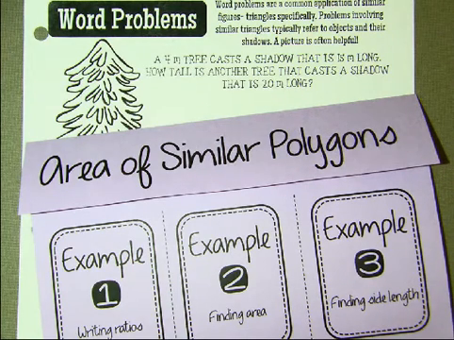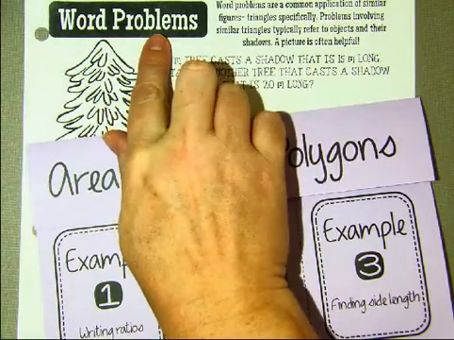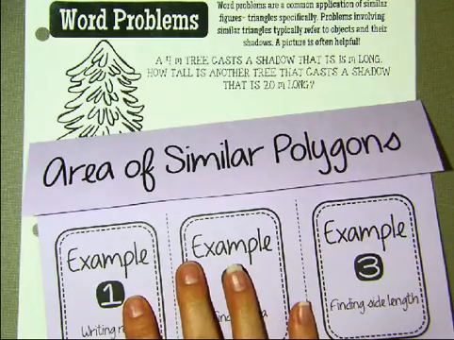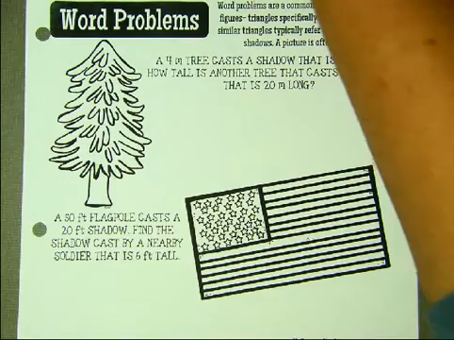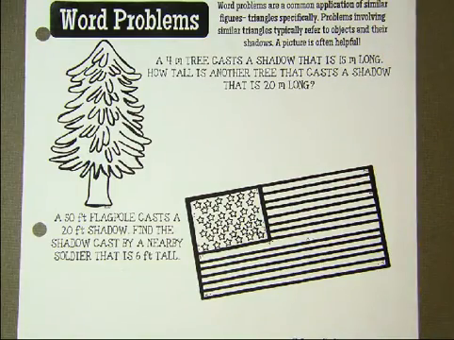Welcome back. So today is part 2 of 8.1. So we're actually going to be using these two sheets. So we have the word problems doodle notes, as well as the area of similar polygons foldable. So we're going to be starting with the doodle notes. So if you want to go ahead and take those out first.